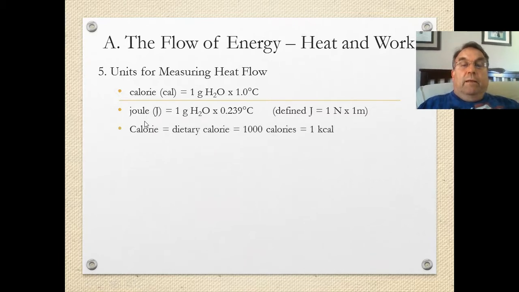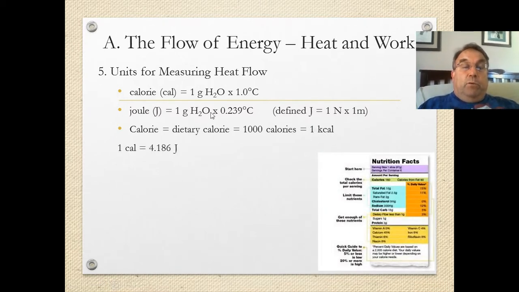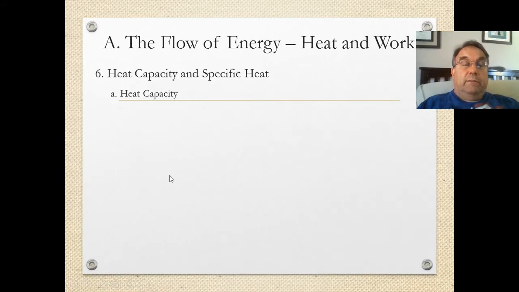Now, in terms of food, dietary calories are actually kilocalories, which is 1,000 calories. So 1 dietary calorie is 1,000 calories, or 1 kilocalorie. Now, the conversion between calories and joules: 1 calorie is equal to 4.186 joules, or if we use joule as a standard, then it's 0.239 calories.